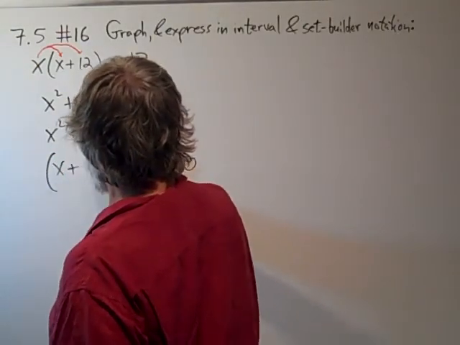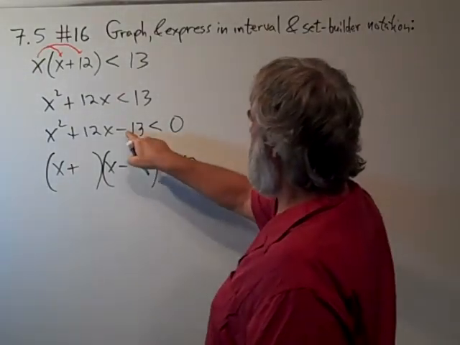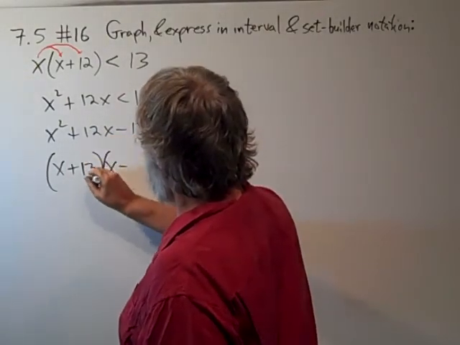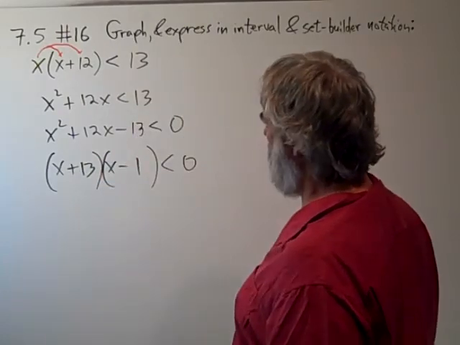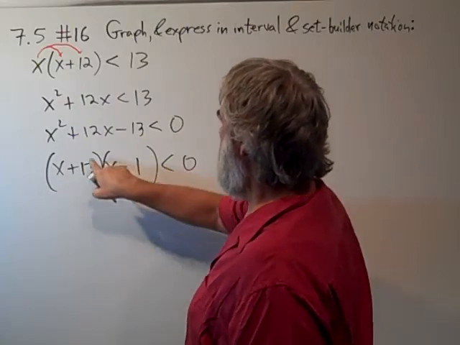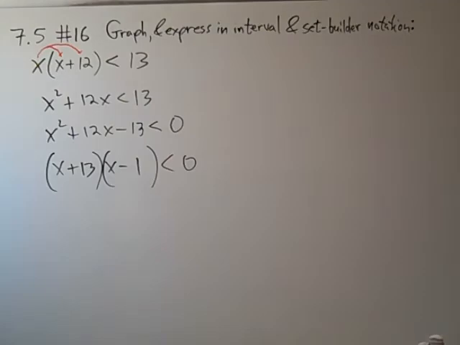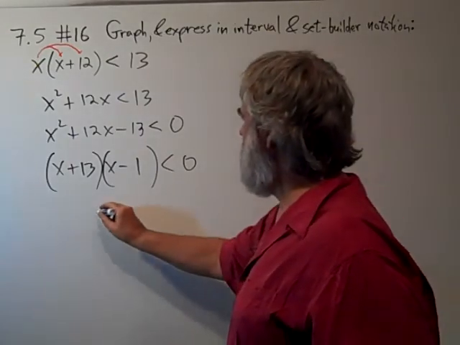So I'm going to see x plus times x minus to get a negative on the end. The product is 13 and the difference is 12, so 13 and 1 must be the numbers here. The product is negative 13 and x squared, and then we have negative x plus 13x, which is 12x. So this is correct. We're wondering where this product is negative.